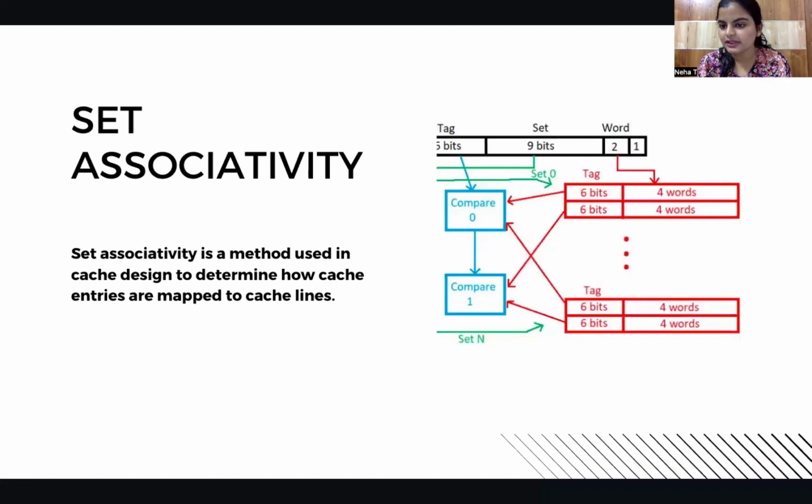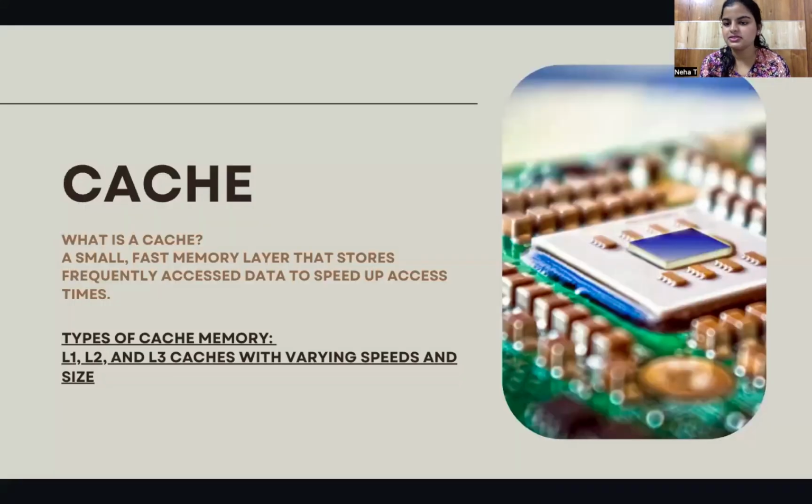Coming to the next topic, that is set associativity. Set associativity is a method used in cache design to determine how cache entries are mapped to the cache lines. So we'll be seeing what a cache is now.